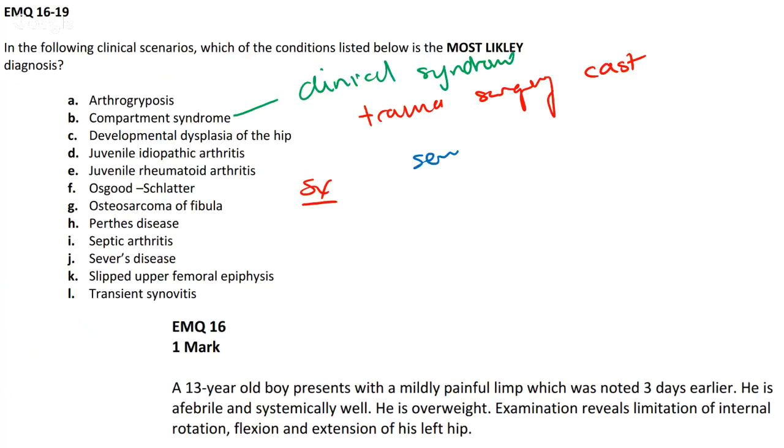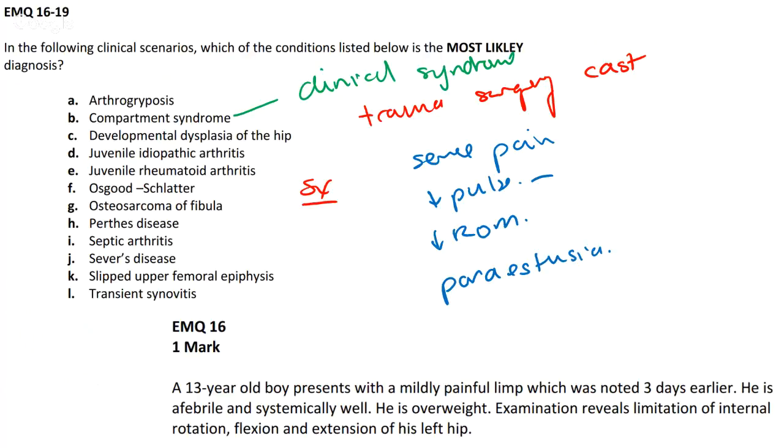So severe pain is number one. Severe pain, decrease in pulse, that's also a late sign. Decreased range of motion. We have paresthesia. Pale. Now, the importance of compartment syndrome is being able to recognize it because you have less than 6 hours to manage it. Otherwise, you're going to get limb necrosis.